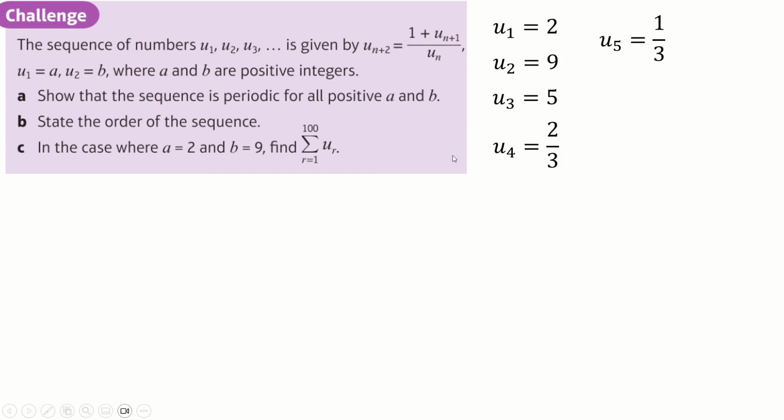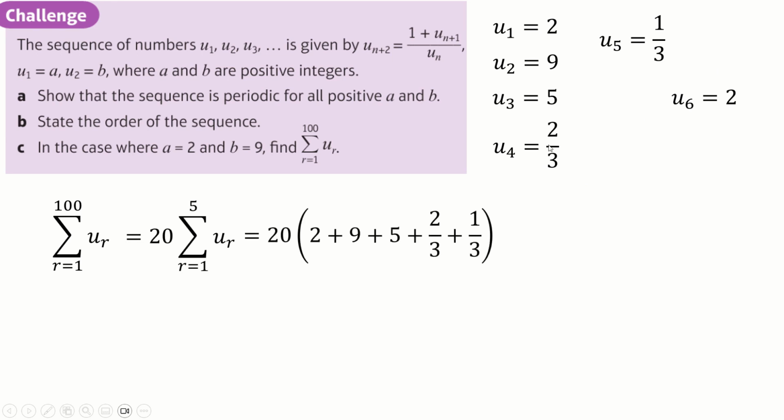Good, except when we're adding the first 100 terms, because these 5 terms just repeat over and over again, we can just add the first 5 terms 20 times. And I think that will do it. So it's just 20 lots of all these things added together. This is obviously 1, and then you add the others, and then you times it by 20, and you get your answer.